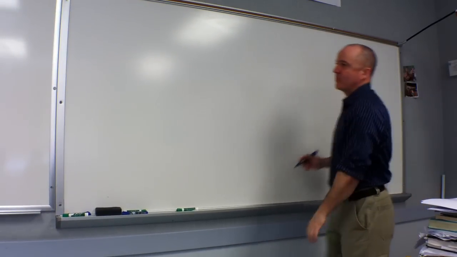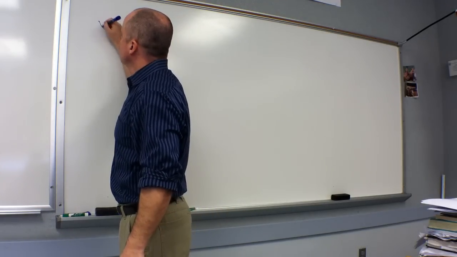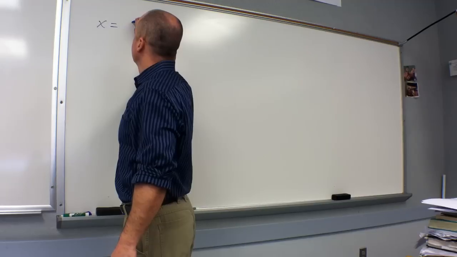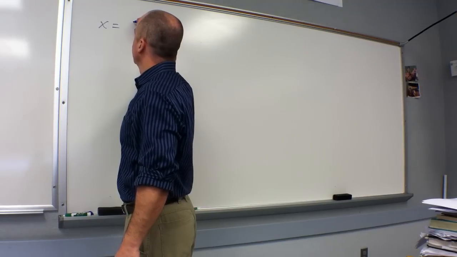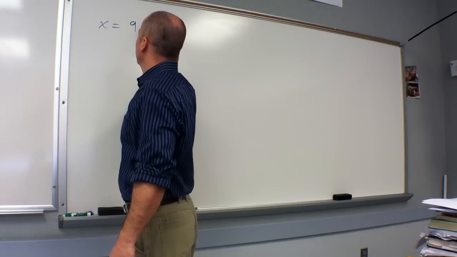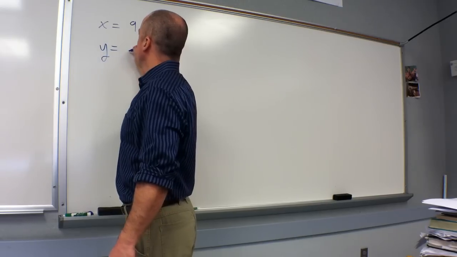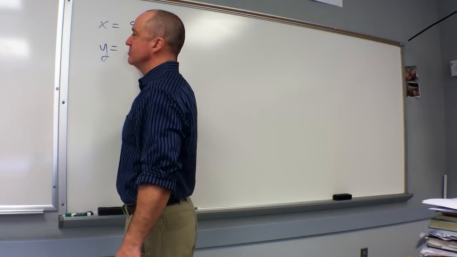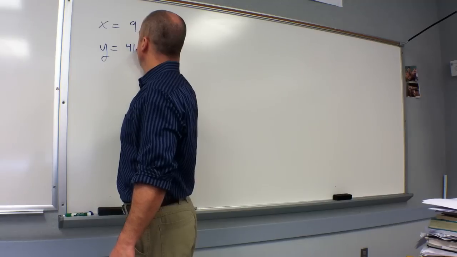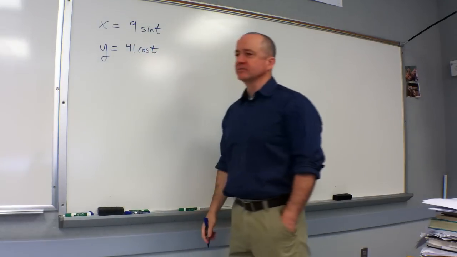Let's see now. What if I have x equals, I'm trying to think of one of these. 9 sine t and y equals 4 cosine t.